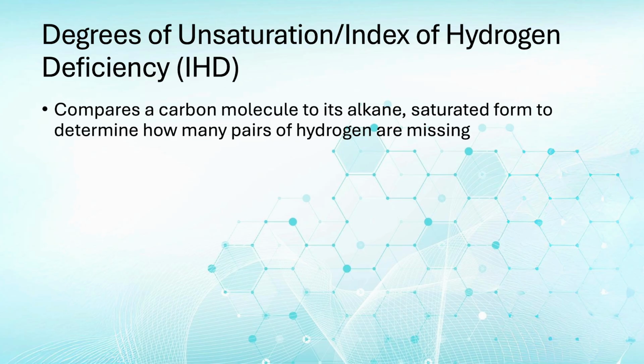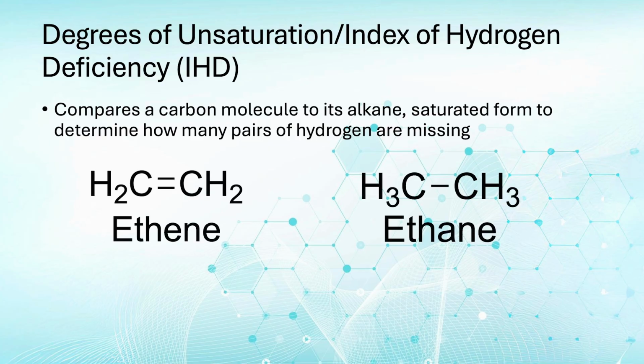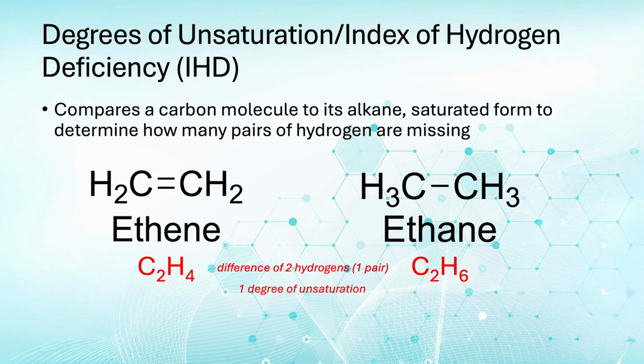For example, let's compare ethene to ethane. If we wrote out the molecular formula for each, we could see that there's a difference of 2 hydrogens. 2 hydrogens equals 1 degree of unsaturation. That makes sense, since ethene has a double bond that ethane doesn't.